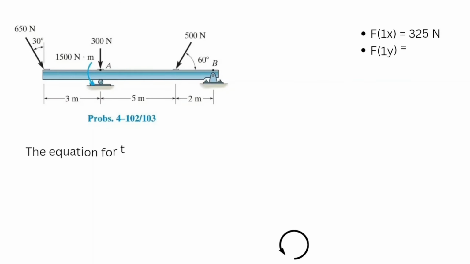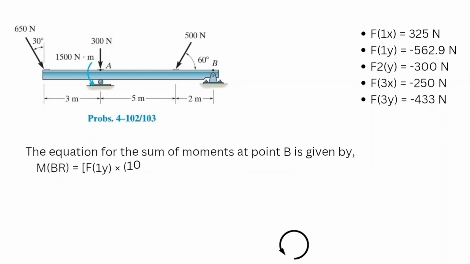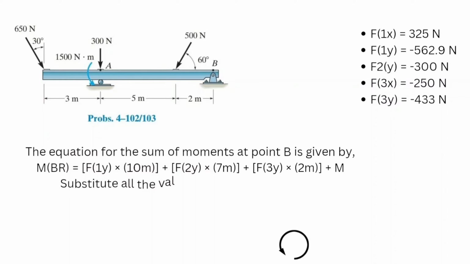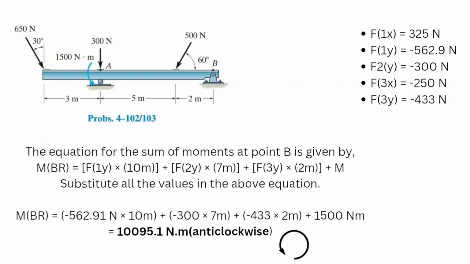In a similar way, we can find the moment at point B, and it is given by F1y times 10 meters, F2y times 7 meters, F3y times 2 meters, plus M. If I substitute all the values in the above equation, I will get the final answer as 10095.1 Newton meters, and it is also in the anti-clockwise direction.